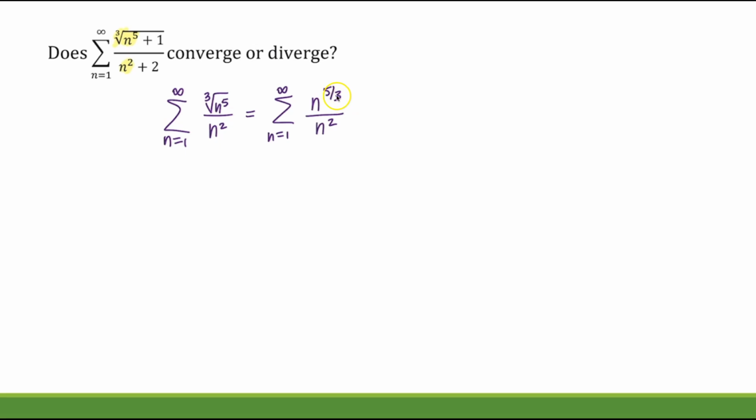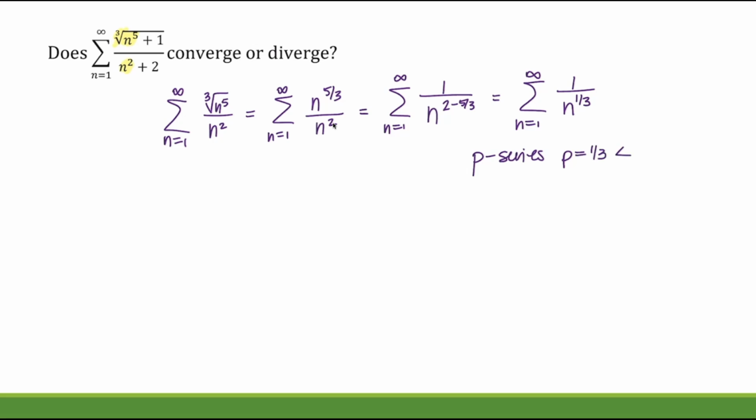And 5/3 is less than 2, so I can subtract 5/3 from 2 here. So I have the sum of n equals 1 to infinity of 1 over n, and then I really have 2 minus 5/3. Well, 2 is 6/3, so what I have going on here is the sum of n equals 1 to infinity of 1 over n to the 1/3. So this is a p series. P is equal to 1/3, which is less than 1, so this is a divergent p series.